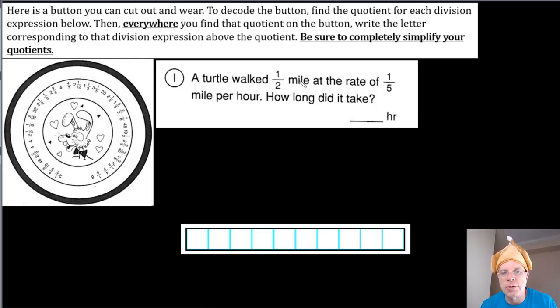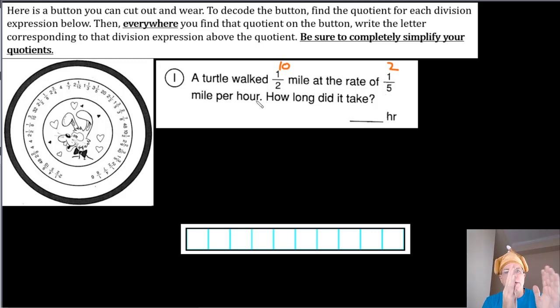So you take the larger number, which in this case is half, and replace it with the number 10. And then you take the smaller number, 1/5, and replace it with the number 2. And then if we reread it, it'll be more clear what we need to do with these numbers. A turtle walked 10 miles at a rate of 2 miles per hour. How long did it take?